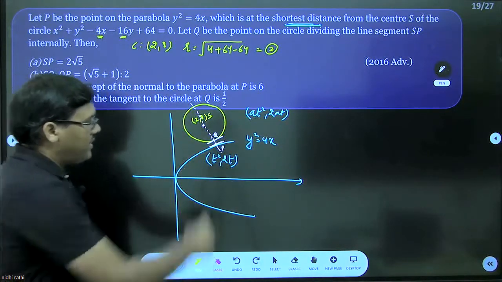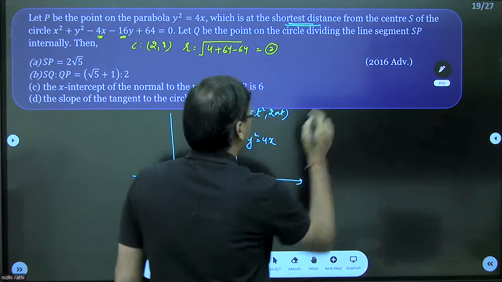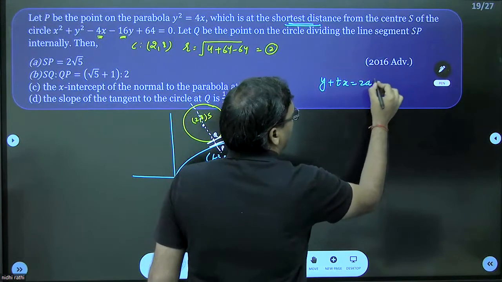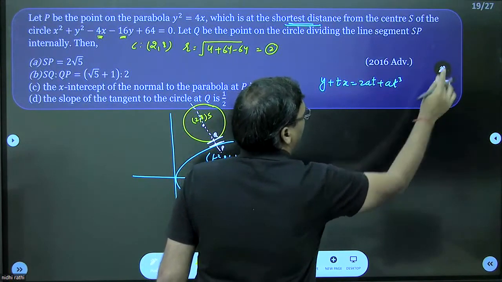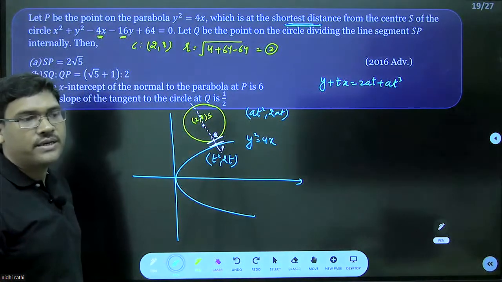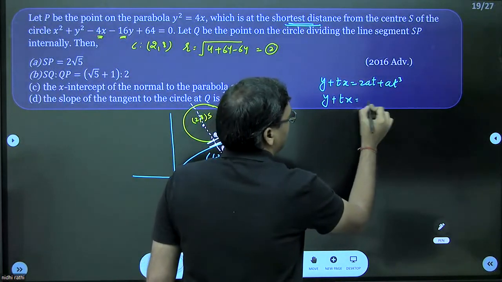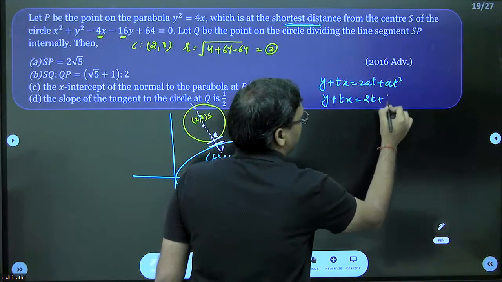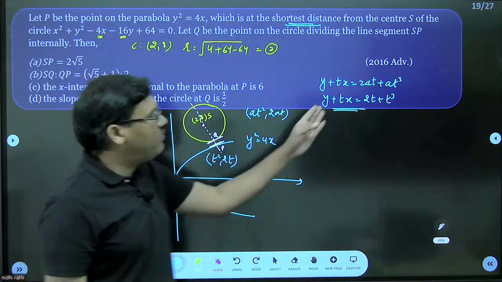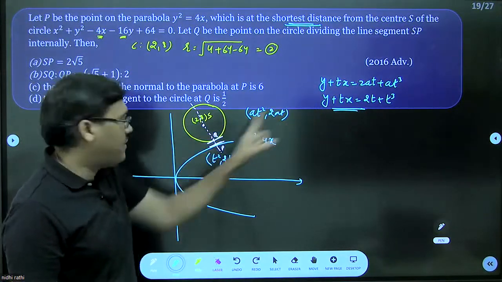Now what is the equation of normal at point P? We know what is the equation of normal to the parabola y square equal to 4x at point P. This is y plus tx is equal to 2at plus a t cube. This is the equation of normal at some point t on the parabola y square equal to 4ax. So now see, a is equal to 1. So this is y plus tx is equal to 2t plus t cube. Now see, if you have to find this point P, you have to just find what is the value of t here. So this is the equation of normal at point P.